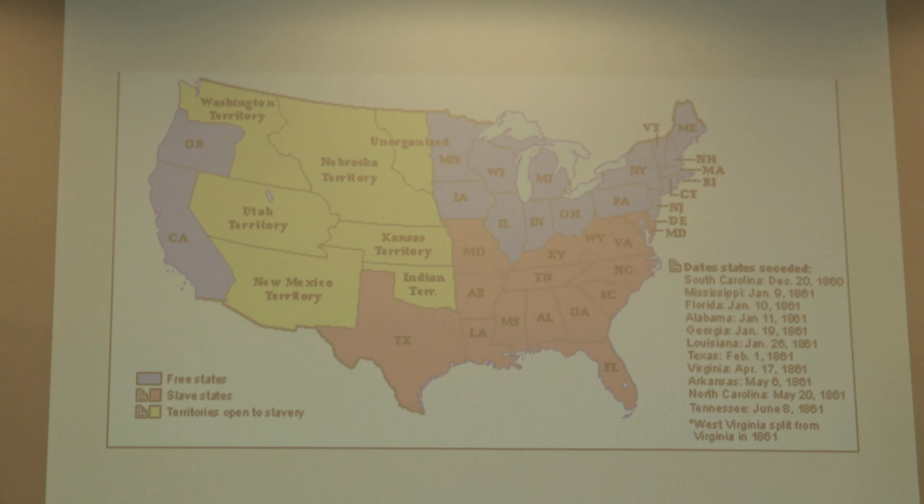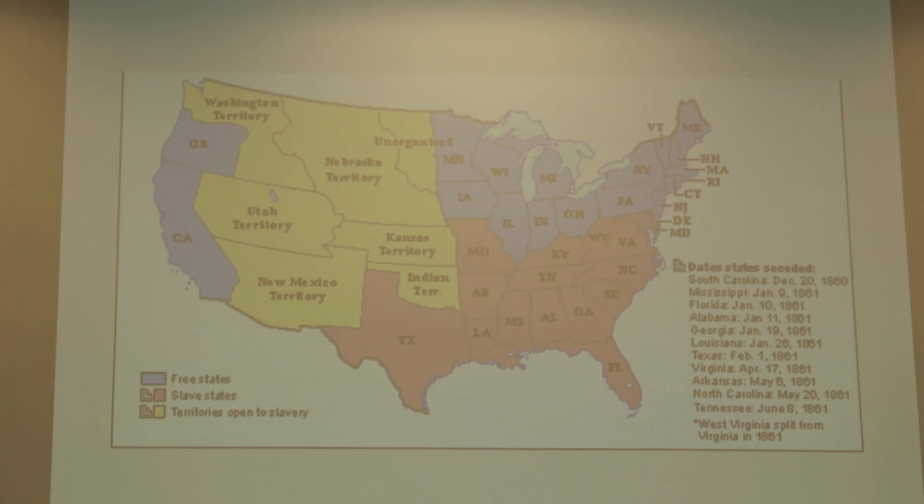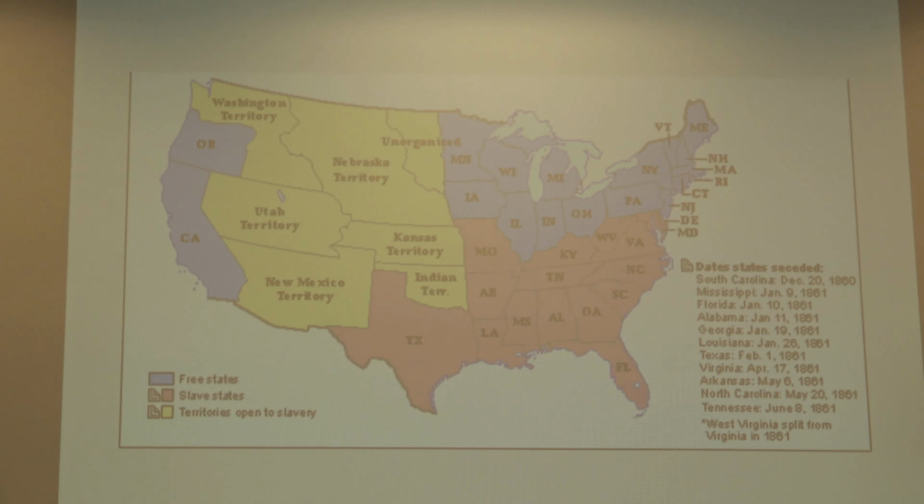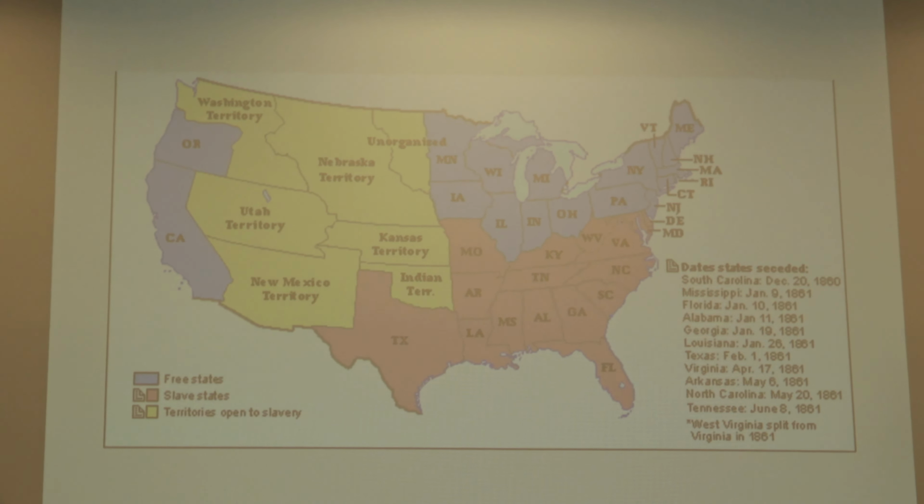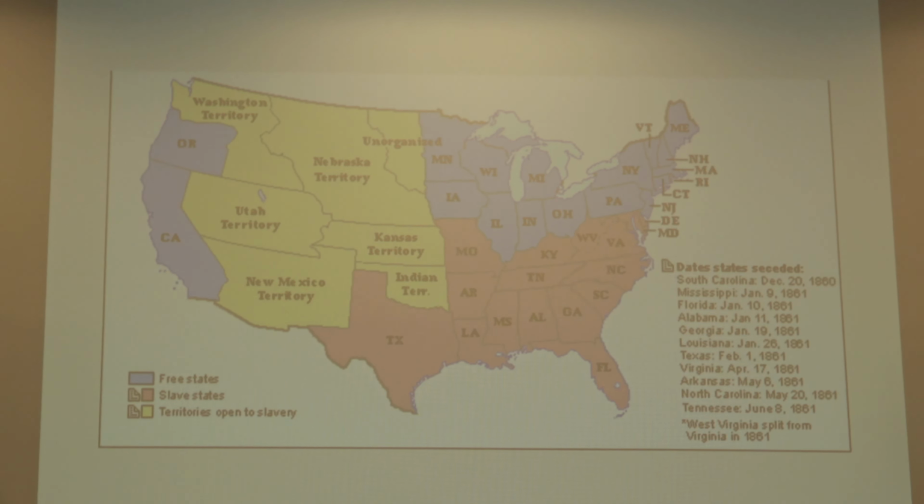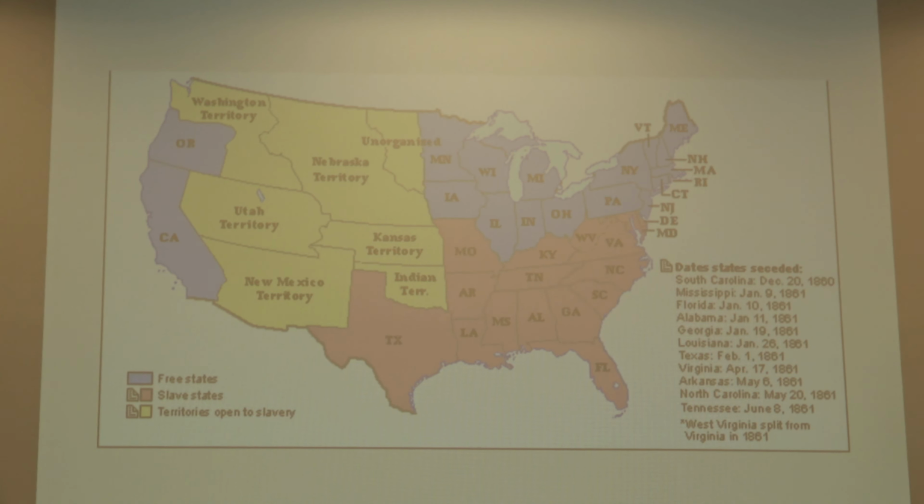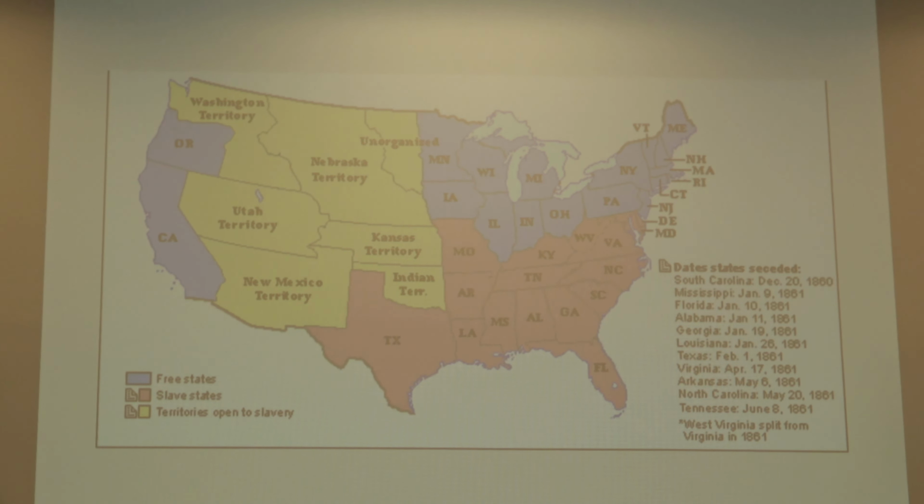Well, the Emancipation Proclamation freed the slaves in the states that seceded from the Union only. Okay? So if your state did not secede from the Union, that's why the 13th Amendment is important. It covered everything. The Emancipation Proclamation only covered those states here and the dates they seceded from the Union. But you've got a big old section here.